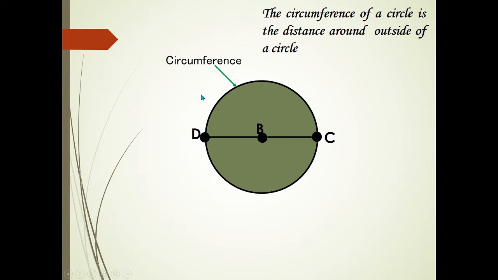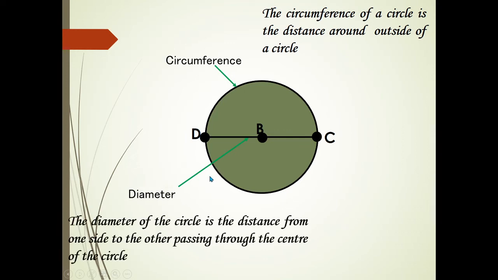And then, so I connected the points. Dahil nakakonect na siya, and this is called a diameter. So, it is the distance from one side to the other passing through the center of the circle. So, kailangan para matawag na diameter ay dadaan siya sa center. So, in our example, the diameter is line segment DC or line segment CD. Okay, so pwede siyang baliktarin.